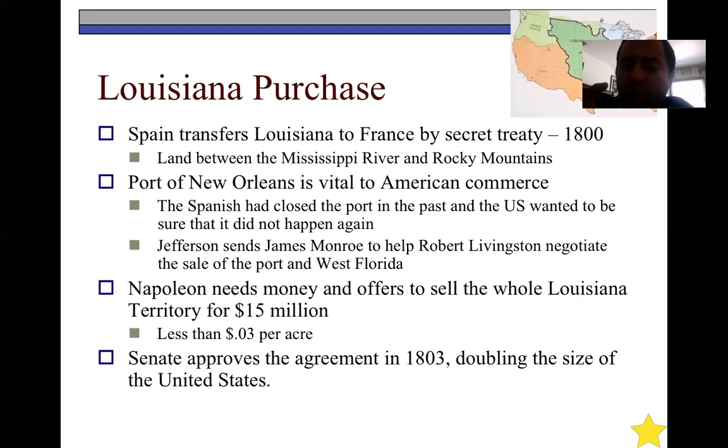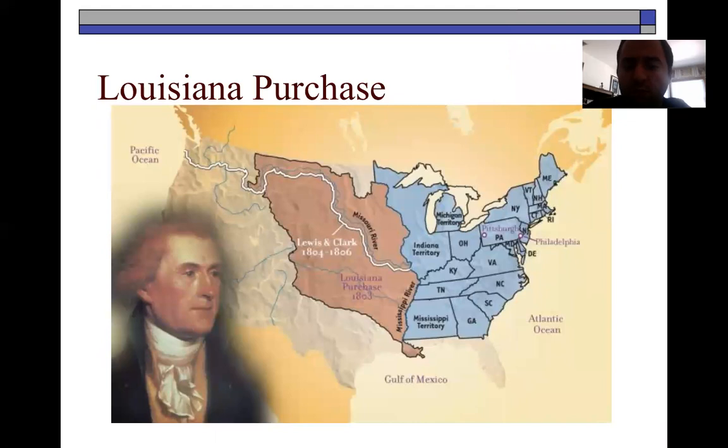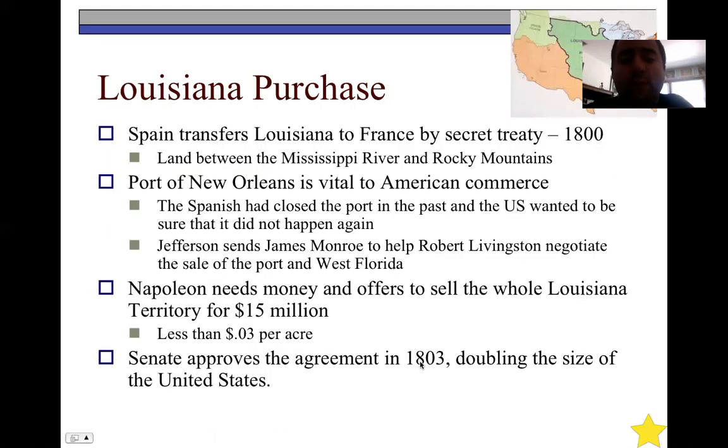Napoleon, whom you recall from a little earlier and from the other unit here, needs money and offers to sell the whole Louisiana territory for $15 million. Think about that for a moment. That whole territory right here, for $15 million. $15 million may seem like a lot, but that's less than 3 cents per acre.